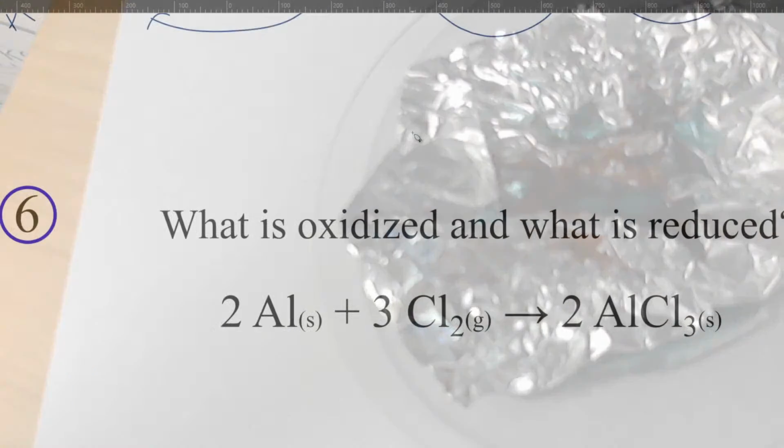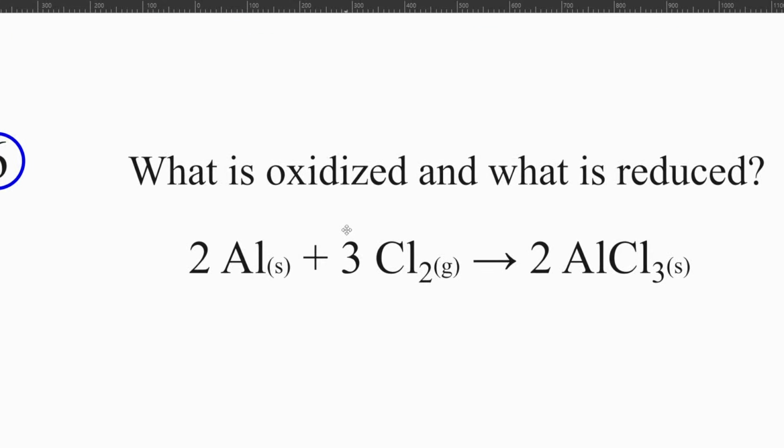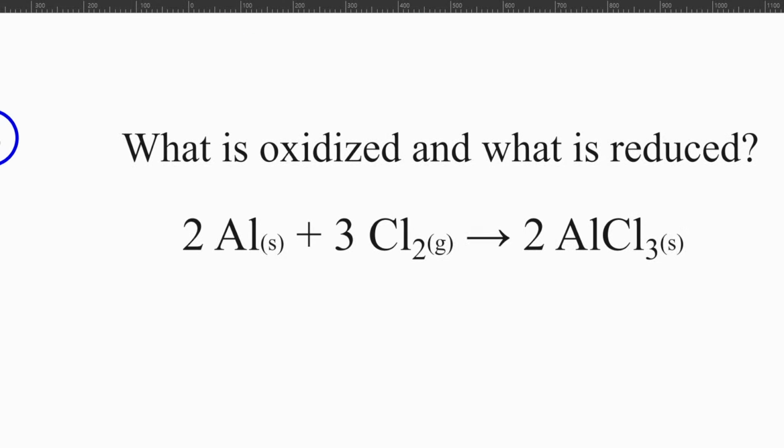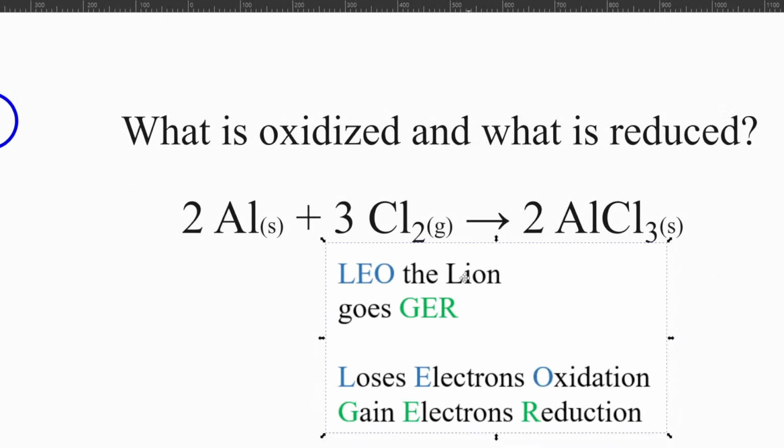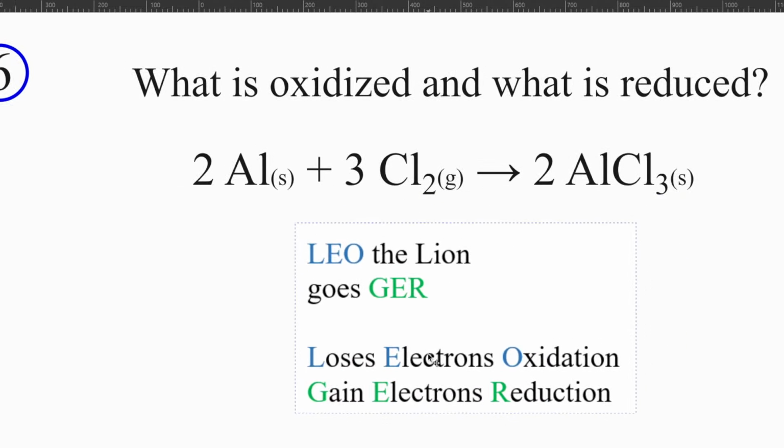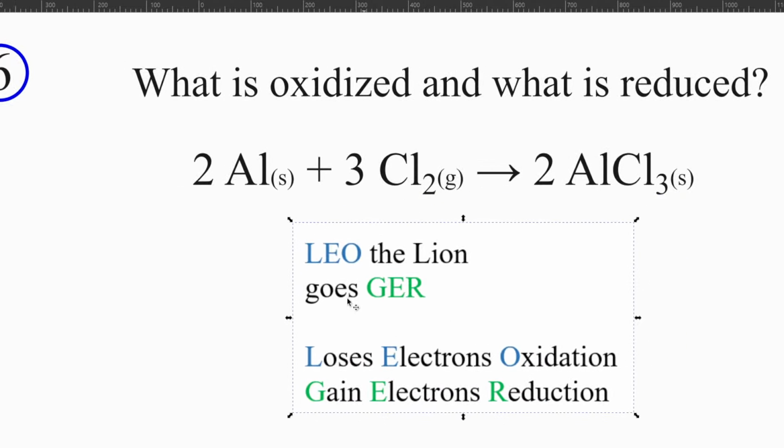I'll put some more in here. I'm going to let it just cook a little bit. If I'd started this immediately, we could have dissolved the entire aluminum. All right. So give this a try. What is oxidized and what is reduced? And you probably have seen this before. Leo the lion goes grr. What is oxidized and what is reduced?